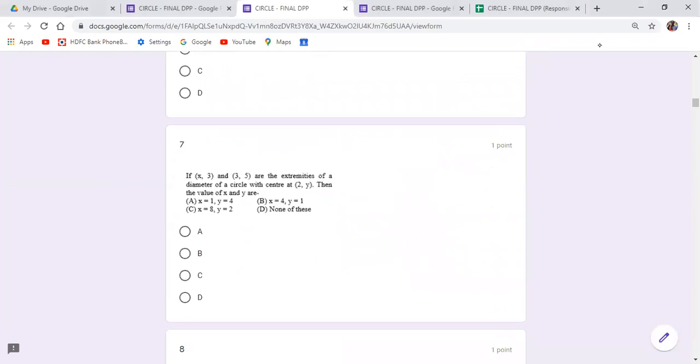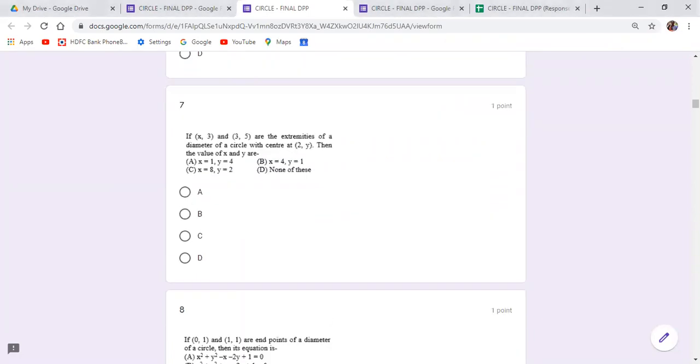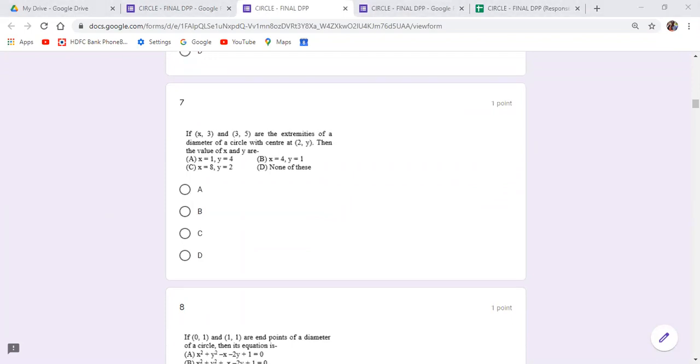Sir, in the 12th one I had a doubt. The 7th one also. Okay. X comma 3 and 3 comma 5 are extremities of a diameter with the center at 2 comma y. Find the value of x and y. So the midpoint of the diameter is the center, no? Yes, so we have to use the midpoint formula.